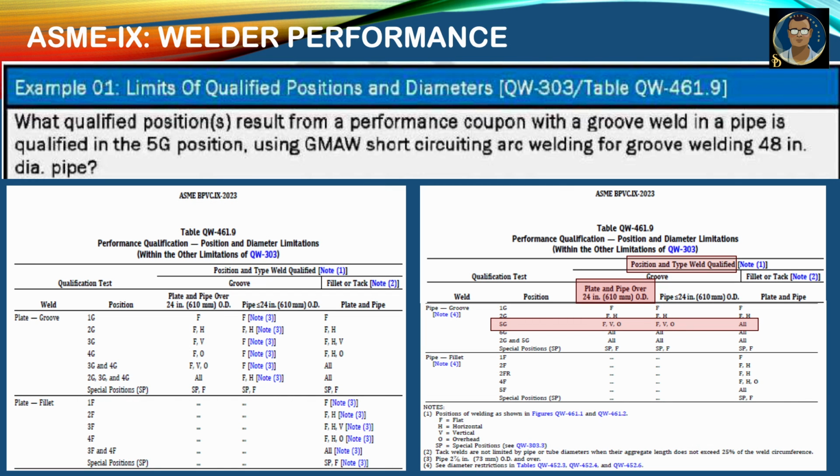Question is, what qualified positions result from a performance coupon with a groove weld in a pipe that is qualified in the 5G position using GMAW, meaning gas metal arc welding, short circuiting arc welding, for groove welding 48-inch diameter pipe. So there is a given condition, the process is GMAW and the size of the pipe is 48-inch OD. You can see the table here and it is highlighted. 461.9 qualified position. If it is 5G, then the welder will be qualified for flat, vertical and overhead.